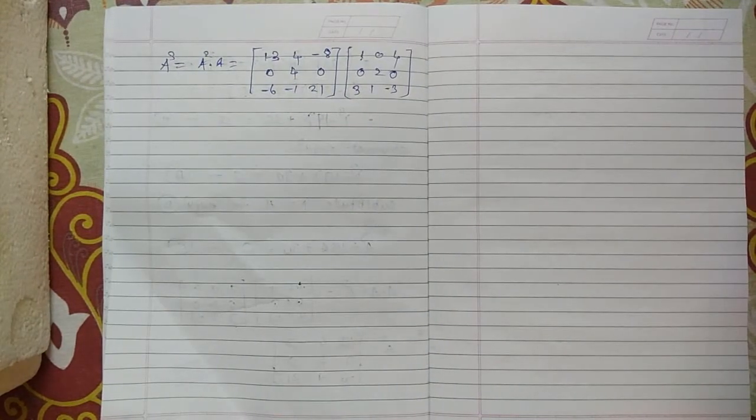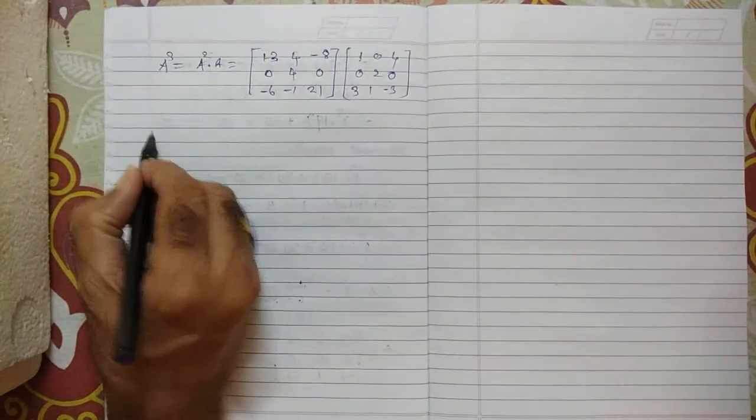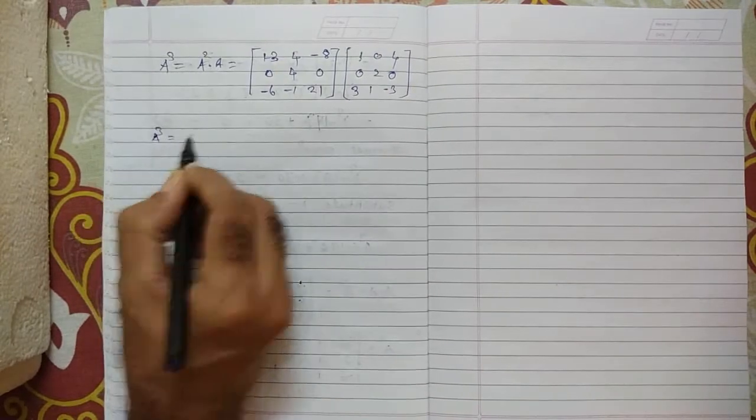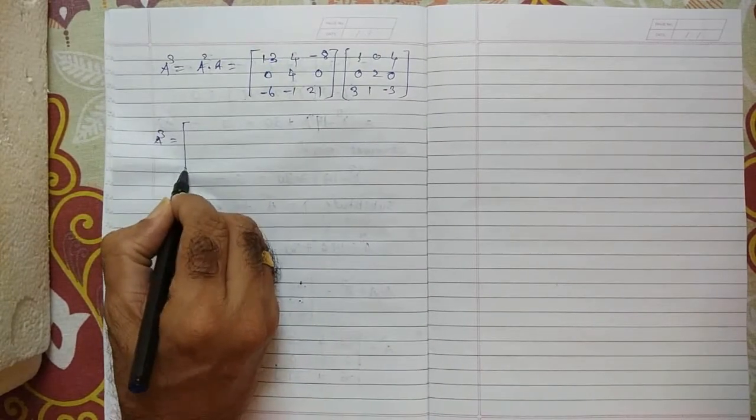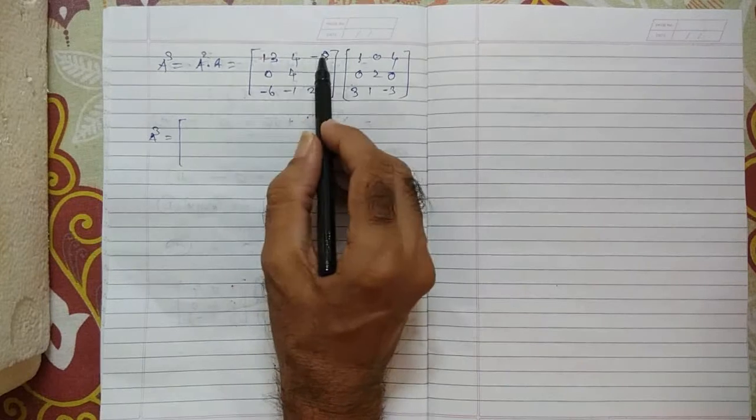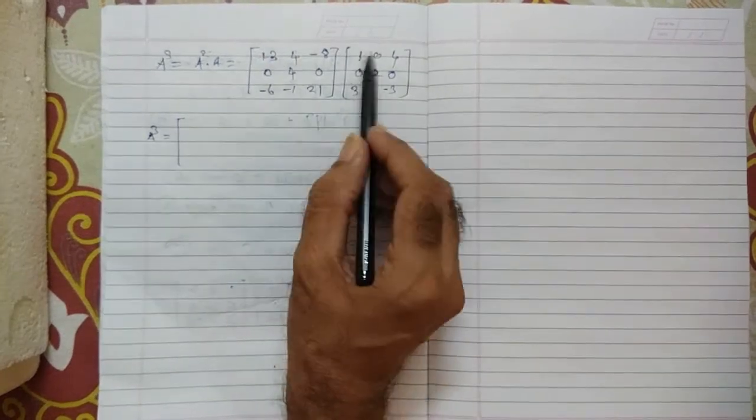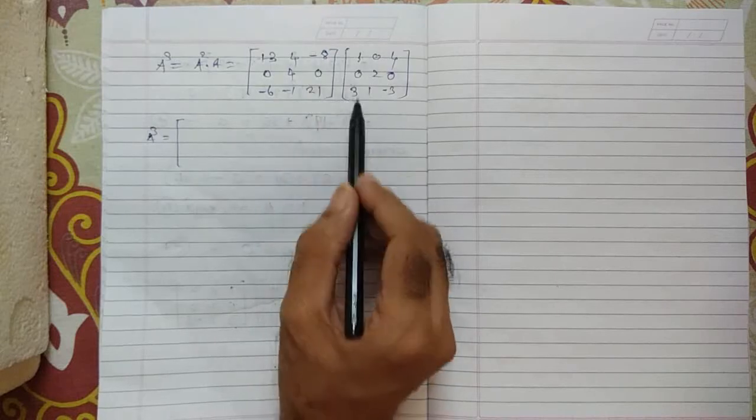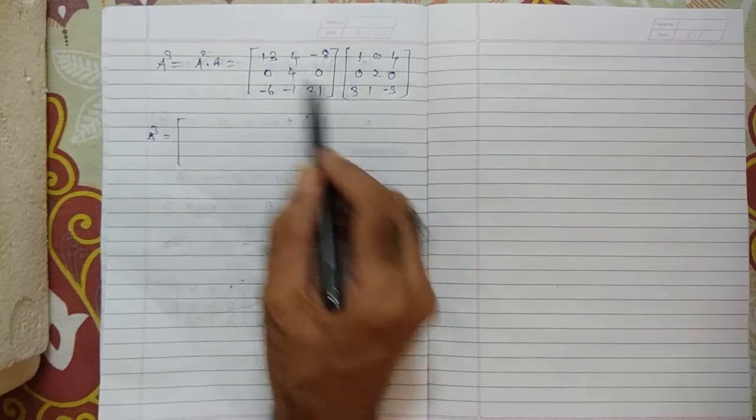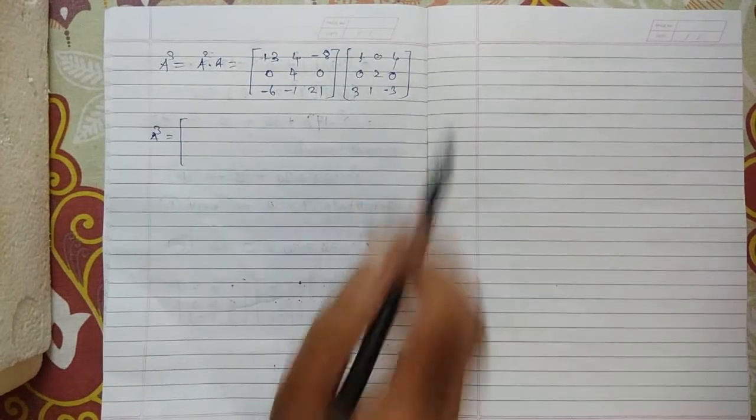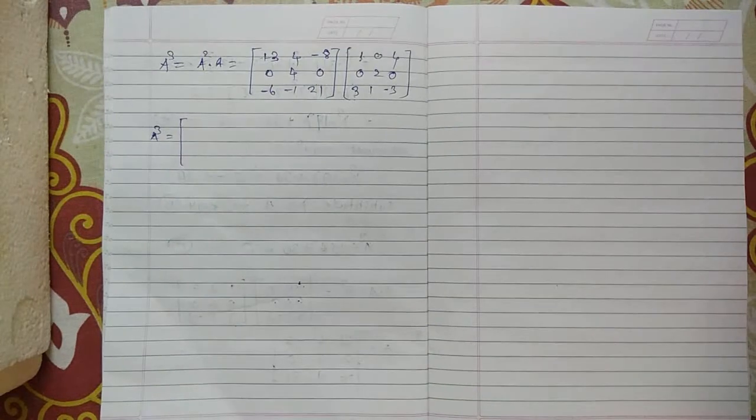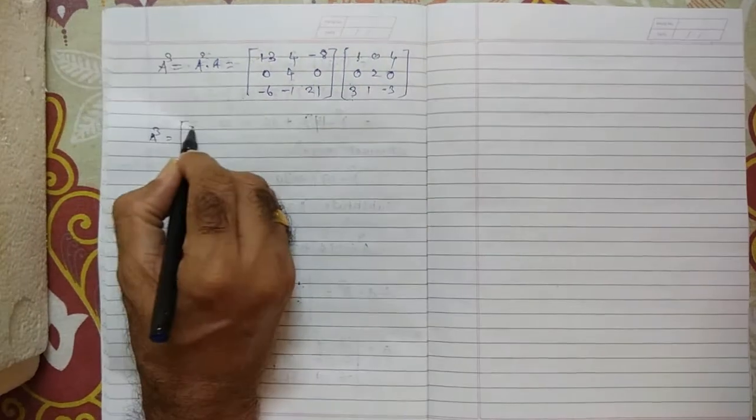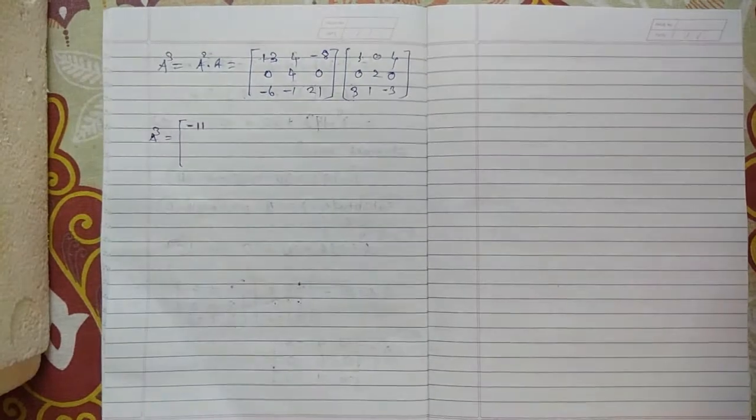Now this we have. Now we will find out A cube. First row and first column: 1 into 13 that is 13, 4 into 0 that is 0, and minus 8 into 3 that is minus 24. Minus 24 plus 13, so that is minus 11. So here we have minus 11.